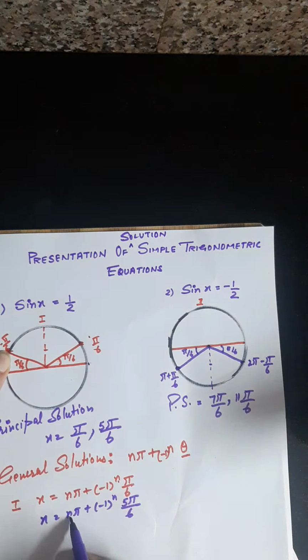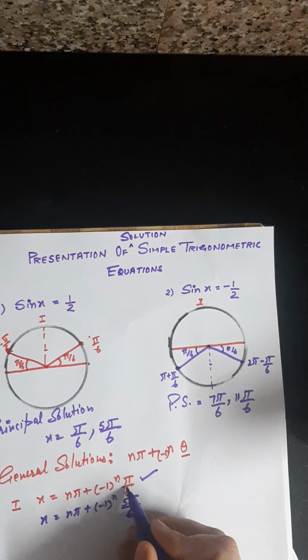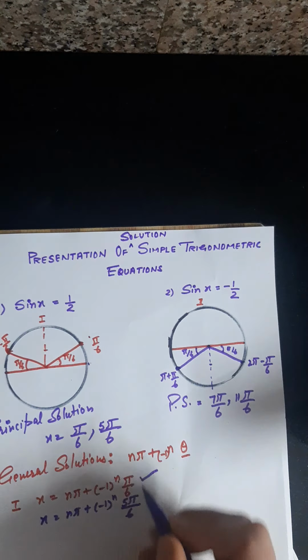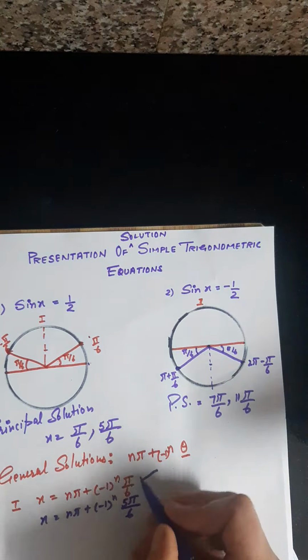So you can use any of these angles, but it's okay. Why not work with a simple angle? This simple angle, which is pi by 6. So conventionally it is taken.